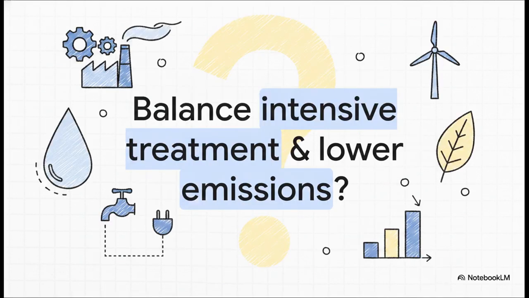So what does this all mean? It leaves us with a pretty provocative question. As climate change continues to threaten water resources, how are utilities going to balance the absolute need for more intensive water treatment with the push to lower their energy footprint? Understanding SASB metric IFW 130A.1 gives us the exact mathematical lens to watch how utilities attempt to solve that puzzle.